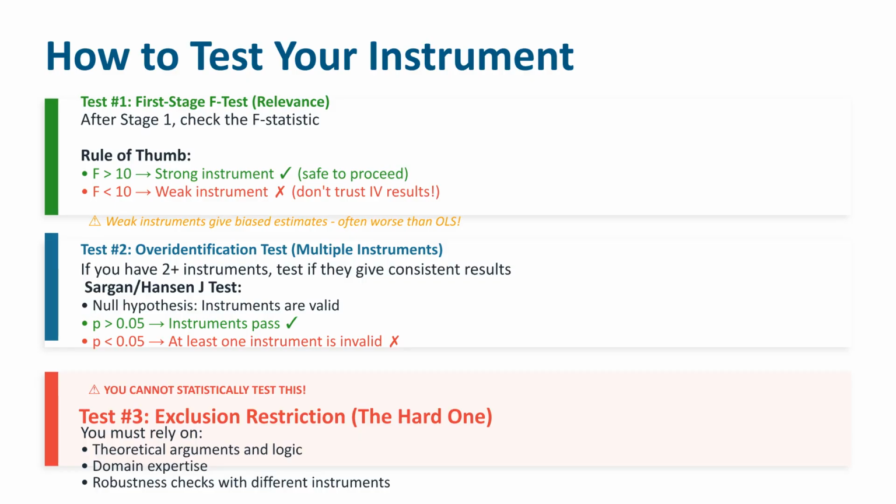There are three main tests for your instrument. The first stage F test ensures relevance, requiring an F statistic greater than 10. The over-identification test, like the Sargan/Hansen-J test, checks if multiple instruments are consistent. Finally, the exclusion restriction relies on theoretical arguments, as it cannot be statistically tested.